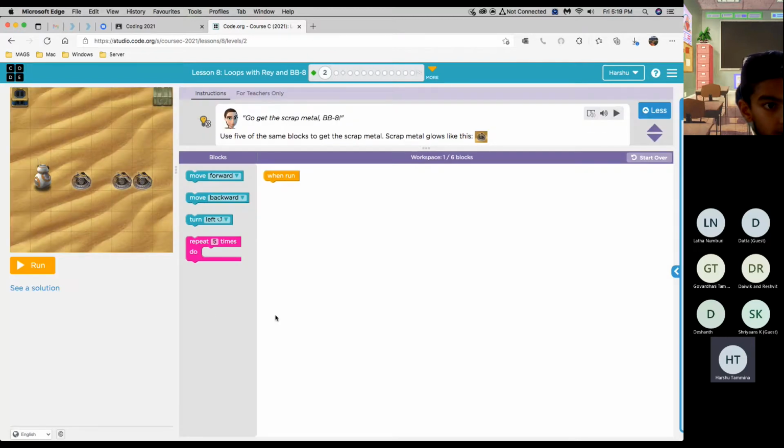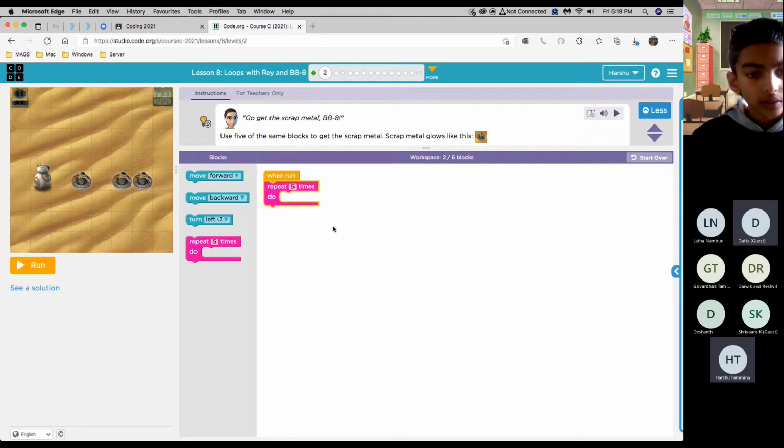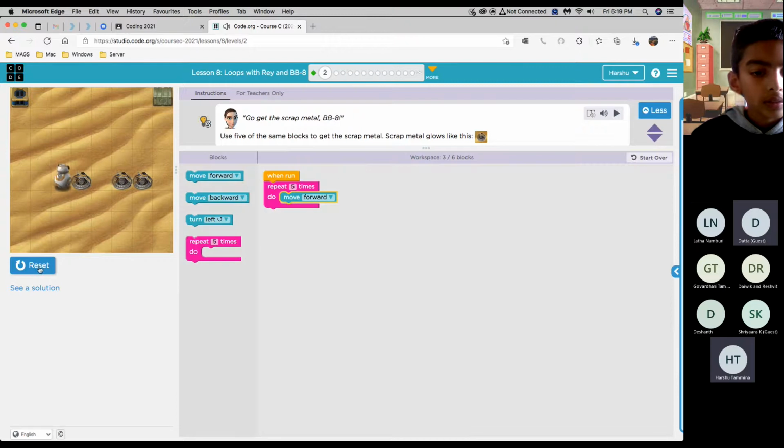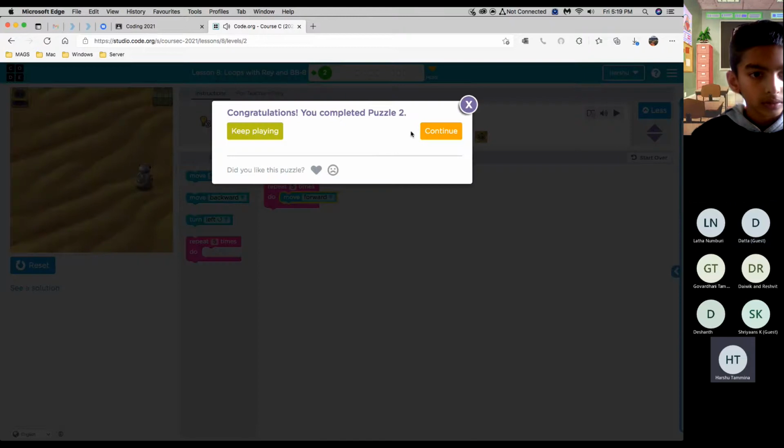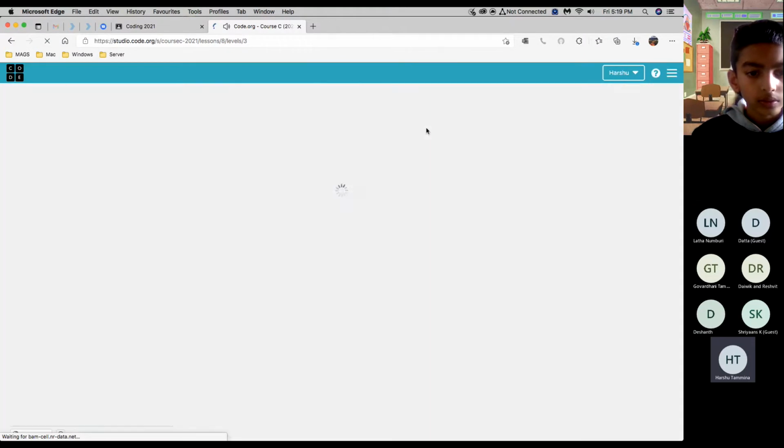Go get the scrap metal, BB-8. Use 5 of the same blocks to get the scrap metal. Scrap metal glows like this. So who wants to have a turn? Can I? Yep. It's repeat 5 times. Yep. And then move forward inside. Okay. Does everyone think that's correct? Let's see. Yep. Good job. So let's move on to the next one.